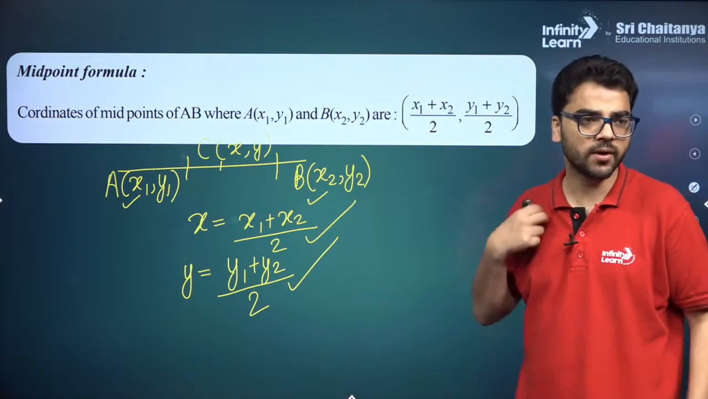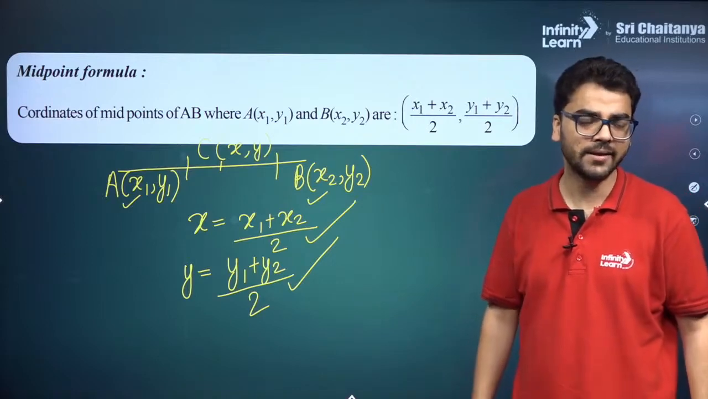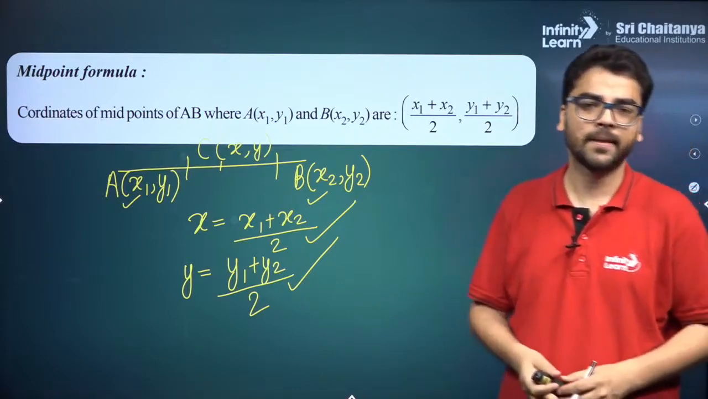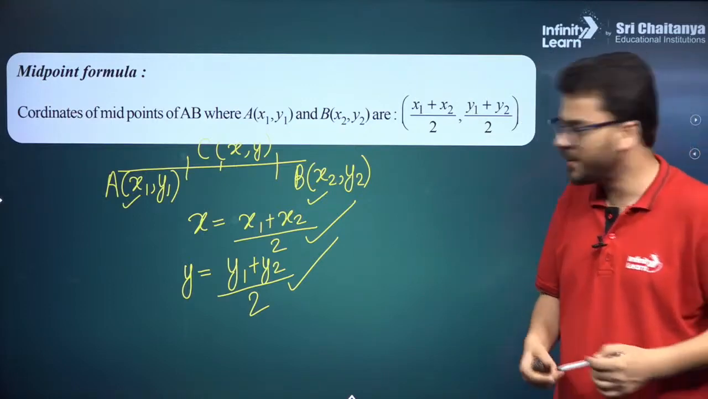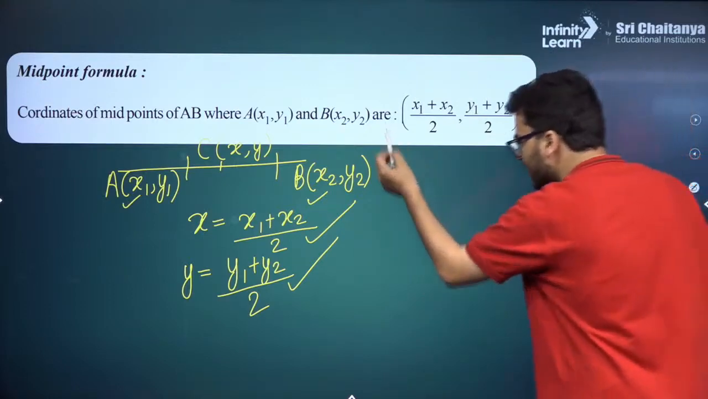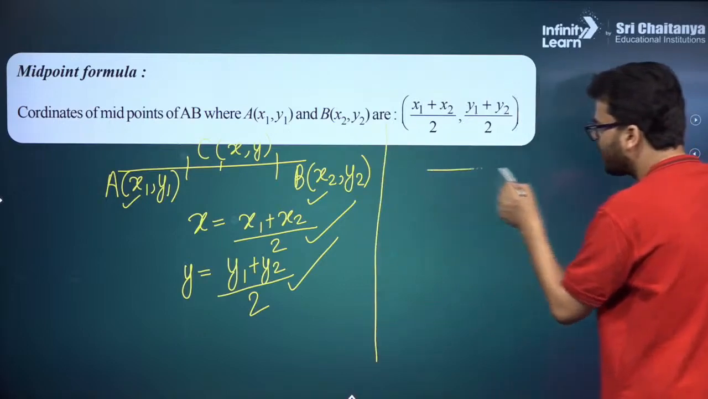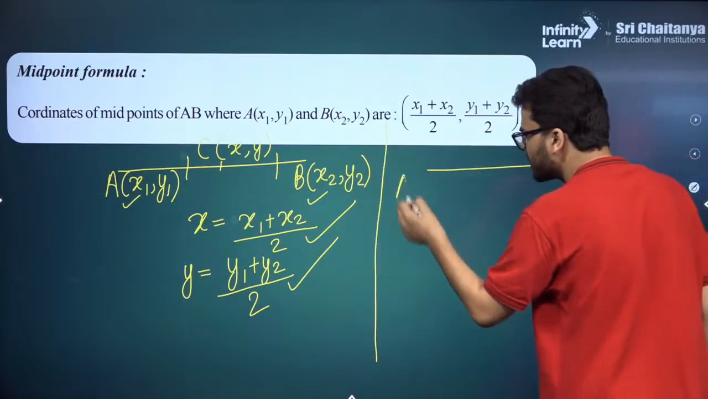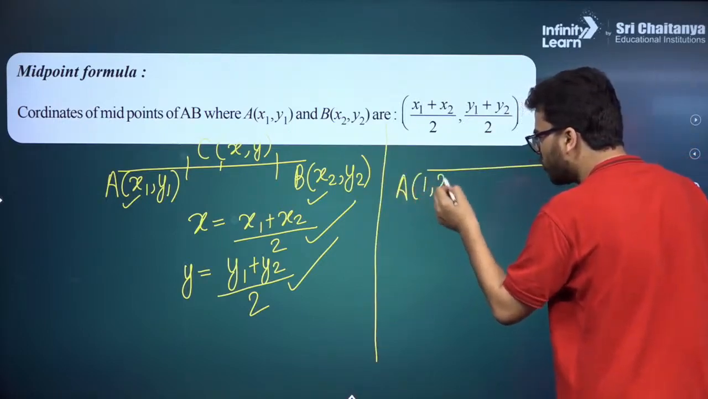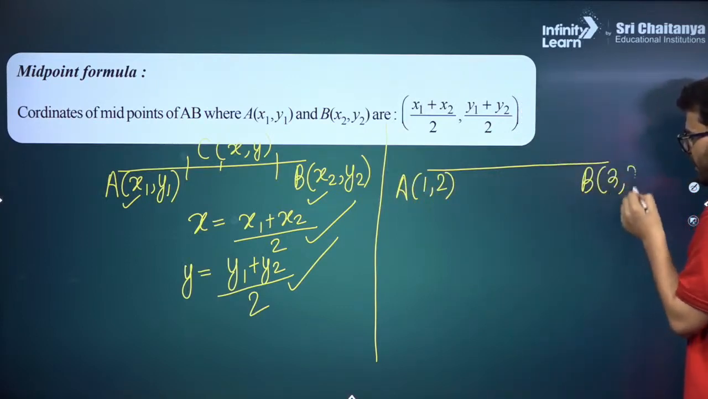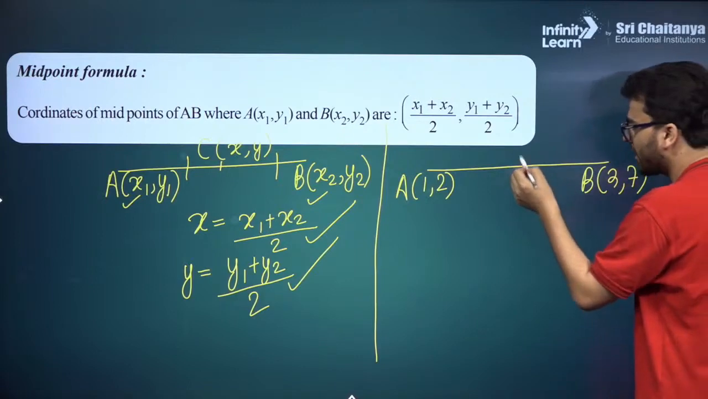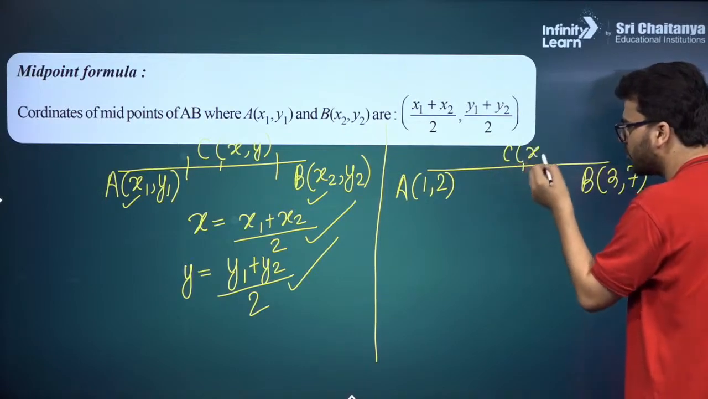Is it clear to every student in this session? Any doubt in that, guys? Tell me. It's a very simple formula. I'll explain using one example over here. Suppose I have got a line segment. Suppose this thing is 1, 2 over here, and suppose this is 3, 7 over here. Can you tell me what are the coordinates of the midpoint of AB over here?